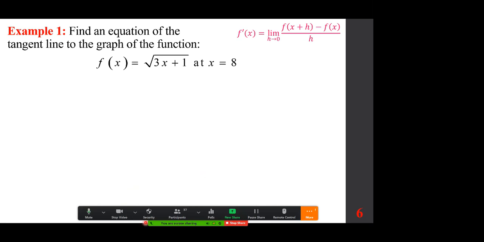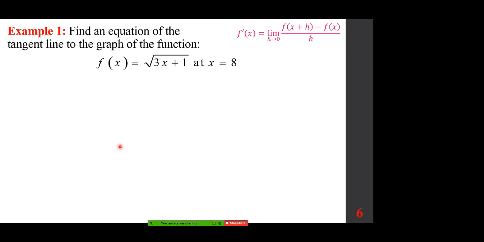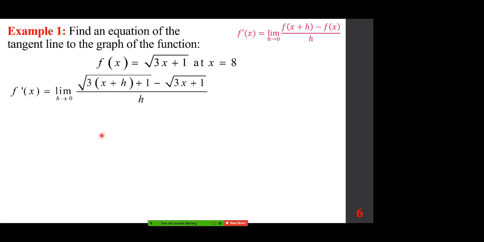So let's find F prime of X by using the definition, okay? So here's the definition, class. F of X plus H, that means replace the X with X plus H, and plus 1, minus F of X, divided over H. Now, how do we take care of the business here? Again, I hope you realize quickly, if you were to plug in, you end up with 0 over 0.